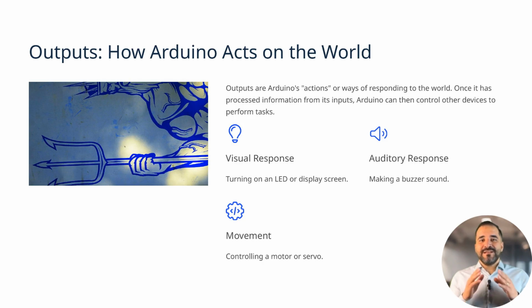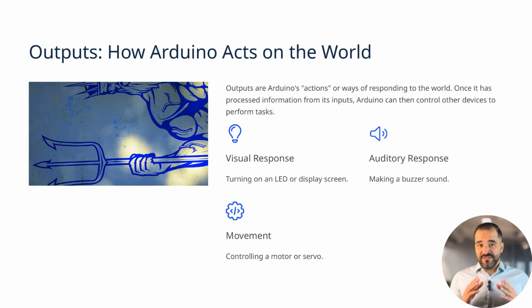Outputs are the actions an Arduino takes after processing input data. If sensors are its senses, outputs are its voice, muscles, and signals, allowing it to interact with the world in meaningful ways. For visual feedback, Arduino can light up an LED, flash a sequence of lights, or display messages on an LCD screen, perfect for alerts or data readouts. To provide sound-based responses, it can activate a buzzer or speaker, creating beeps, tones, or alarms. More dynamic outputs involve movement. Arduino can control motors to drive wheels, open doors, or spin fans. It can also manage servo motors to create precise angular motion, useful for robotic arms, camera mounts, or automated levers.